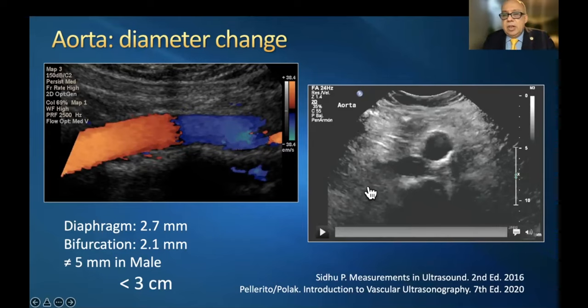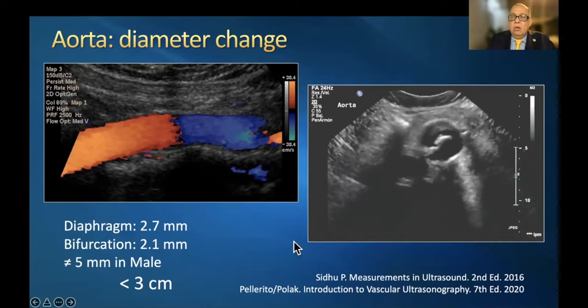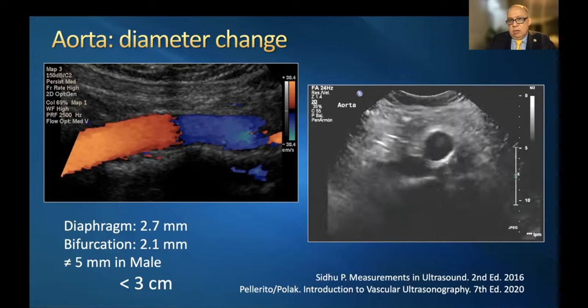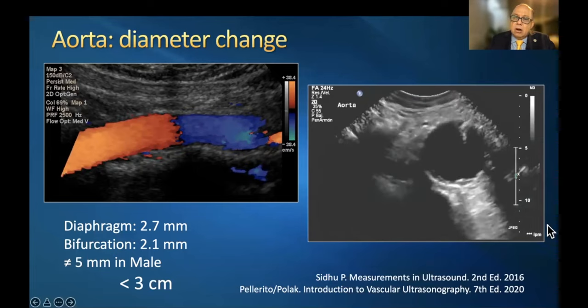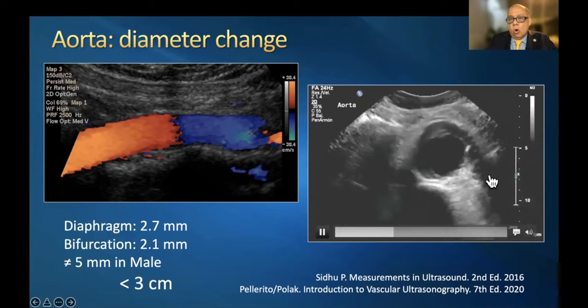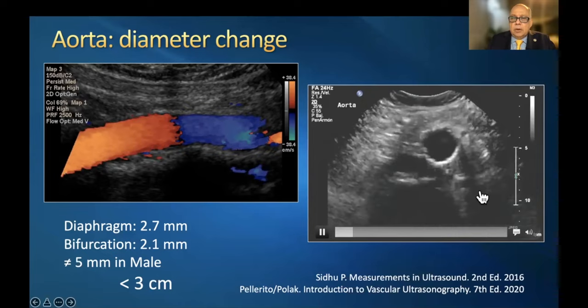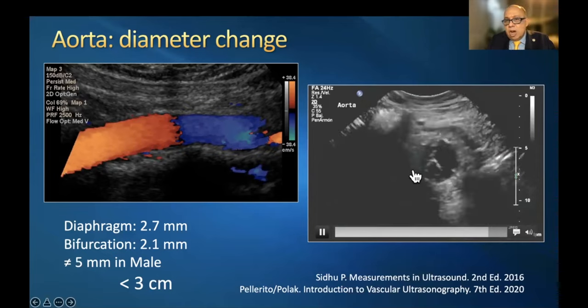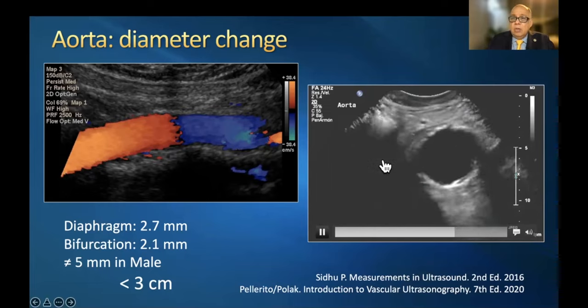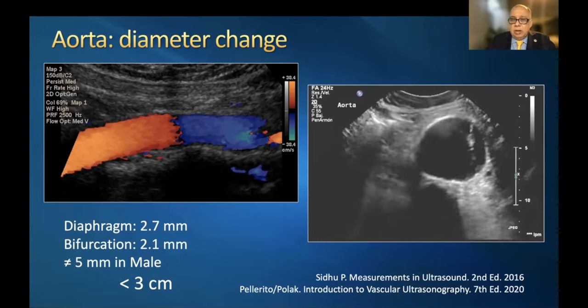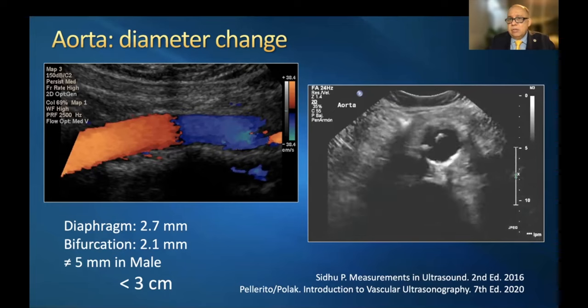Here we can see in this video clip how easy and how fast the image is obtained. We place the transducer in the epigastric area, move it toward the umbilical scar, and we can see if the aorta is normal or if we have an abdominal aortic aneurysm. We can freeze the image, or we can just hold our transducer without movement and study plaques, see parietal thrombus, and see the residual lumen. So we can obtain a lot of information just by capturing the image in a few seconds.